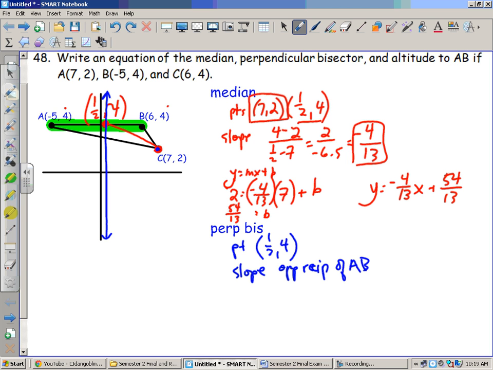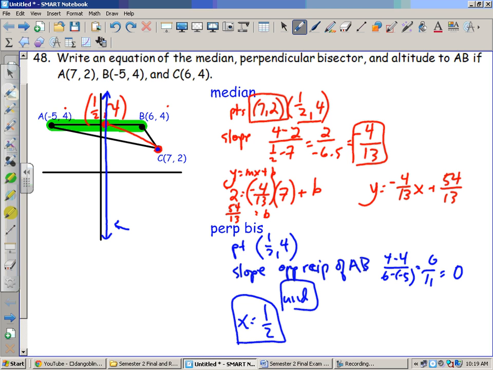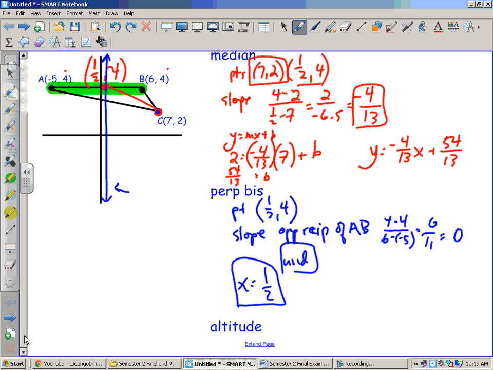If you wanted to confirm that, you could just do 4 minus 4 all over 6 minus negative 5. It's going to be 0 over 11. So the opposite reciprocal of a 0 slope is undefined. So basically this is a straight vertical line. This perpendicular bisector is a straight vertical line through the point (1/2, 4). We learned that a vertical line has the equation x equals, in this case, just x equals 1/2.